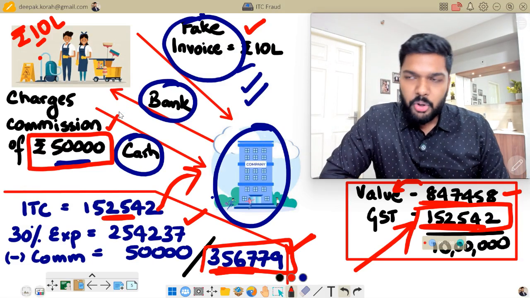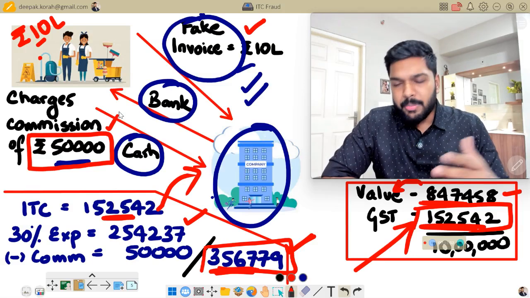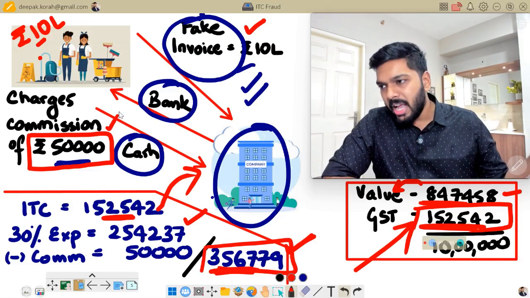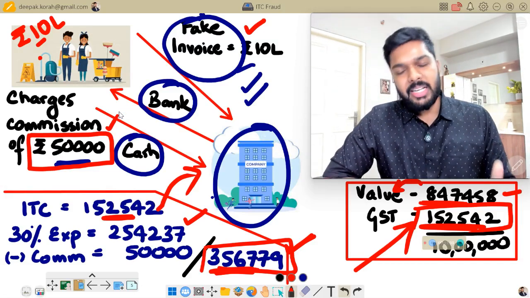And in today's scenario, you have a lot of tech improvements in the GST portal to stop this to a great extent, but still you have ITC frauds taking place constantly in the country.